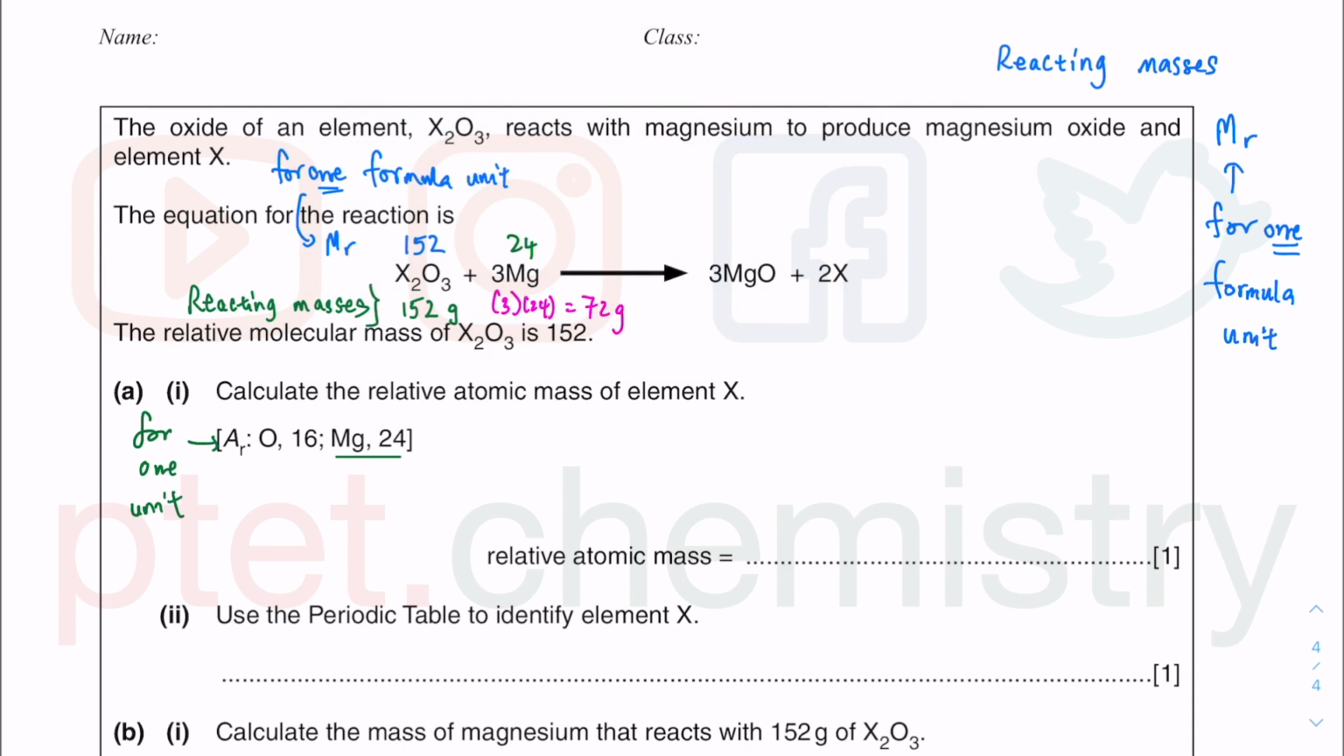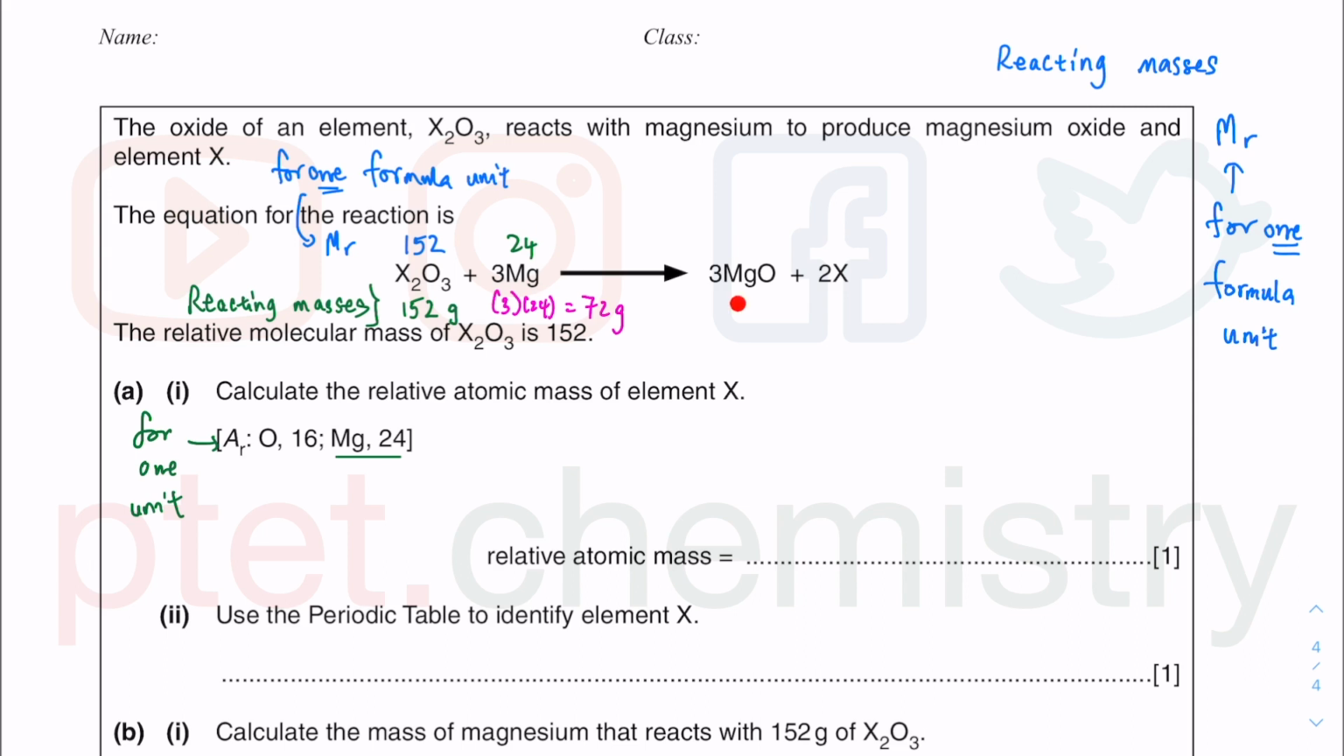So on the left hand side, I have 152 gram of X2O3 reacting with 72 gram of Mg, and altogether the total mass on the right must be equal to the total mass on the left, because that's the meaning of a balanced equation. You do not create nor destroy matter in a chemical reaction. We're just converting the matter from one form to another. It is not sorcery or witchcraft, but rather science and chemistry.